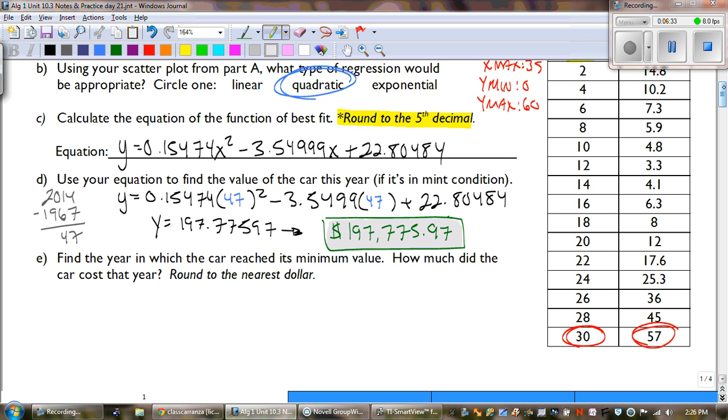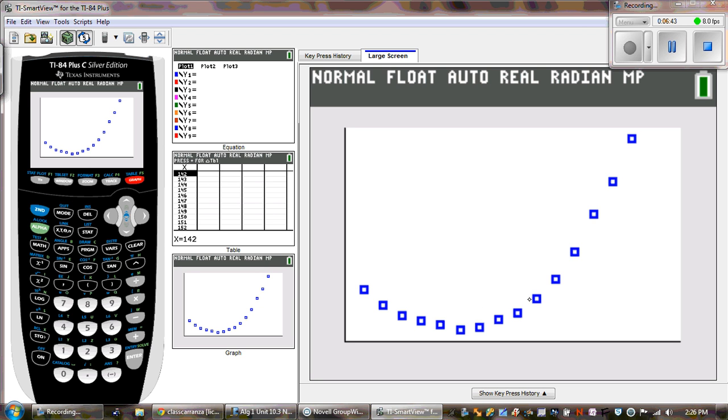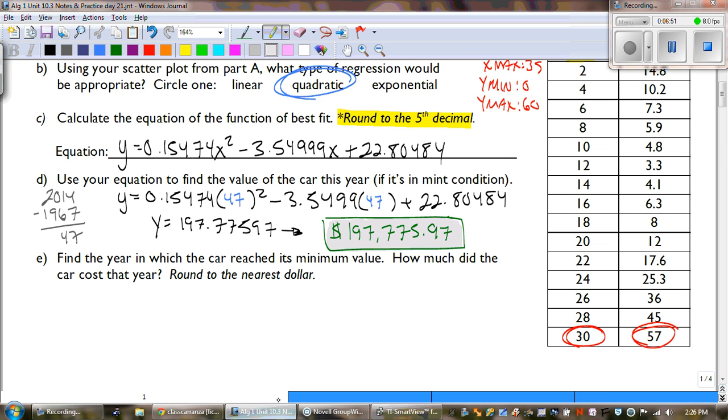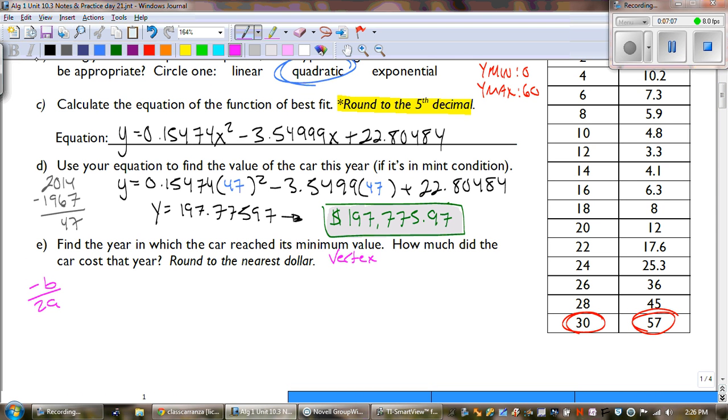All right, B. Find the year in which the car reached its minimum value. Okay, now they said the minimum value because as you look, see the graph goes up. So the middle, the bottom is the lowest point. All right, it's pretty much asking you to find the vertex. Okay, so when we find the vertex, we have to use the opposite of B over 2A. So the opposite of B, we've got the opposite of B.